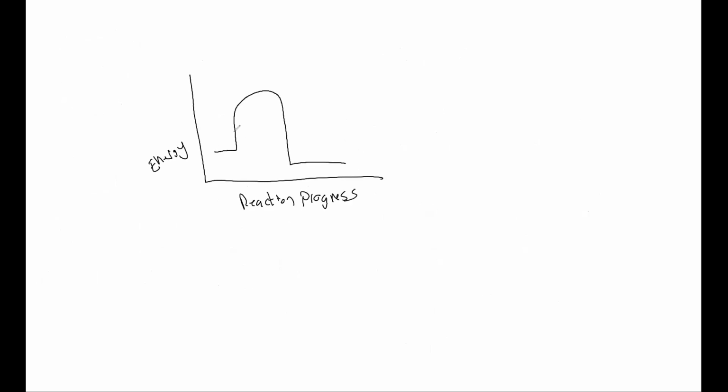So for this, I'm going to draw our reaction diagram. Energy on the Y, reaction progress on the X. So substrate, product, non-catalyzed, top line, bottom line is catalyzed reaction. And this bump is the transition state.